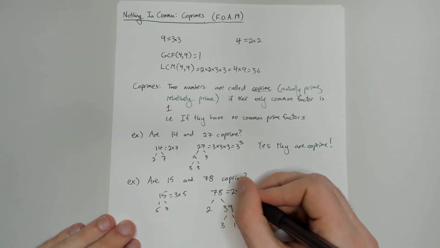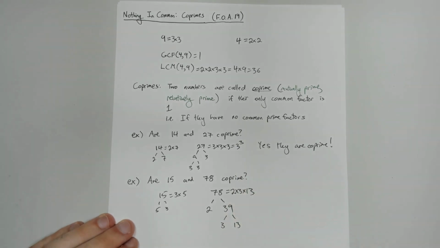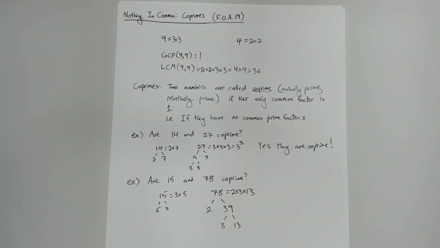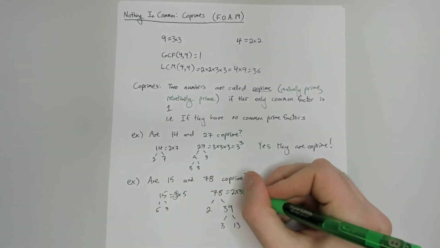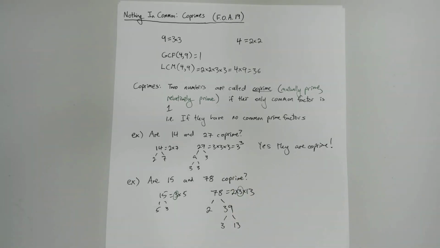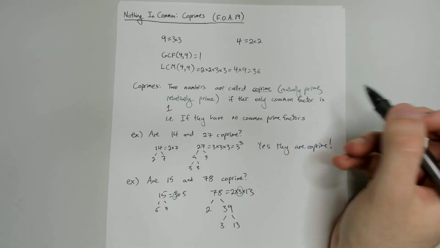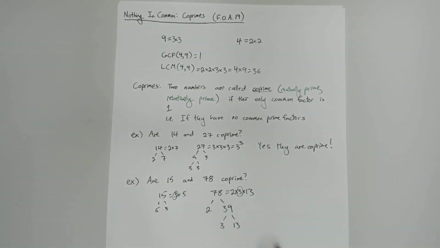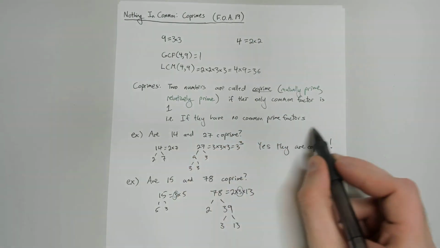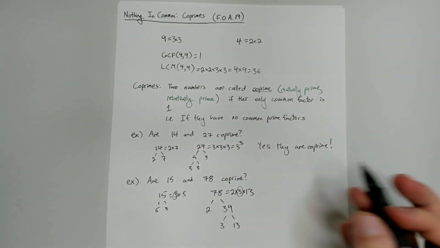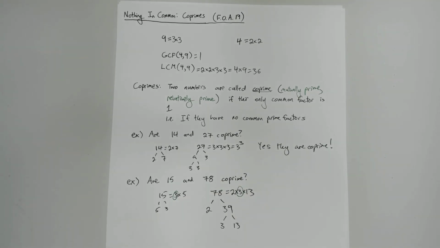All right, 78 is 2 times 3 times 13. So are these coprime? They aren't coprime because they have a common factor of 3, right? So that means their only common factor isn't 1, it's also 3. And if we use this condition, that they have no common prime factors, well, we see they have a common prime factor, right? So 15 and 78 are not coprime.